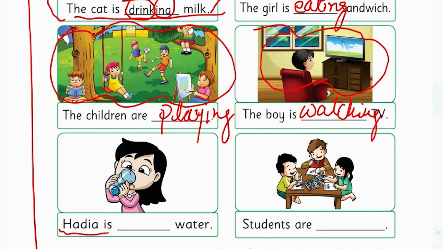This one, Hadia is what? What is she doing? Yes, she is drinking water here. You can see she has a glass in her hands and she is drinking the water. Drink is a verb and we have added ing to it. Drinking. Students are what? No, they're not playing. They have books in their hands and they're sitting, they're discussing something. So, the students are what? Yes, studying.